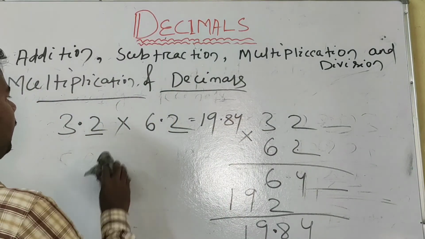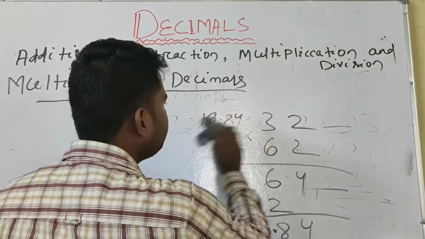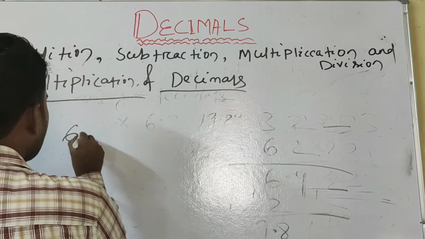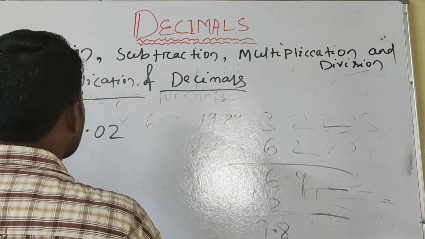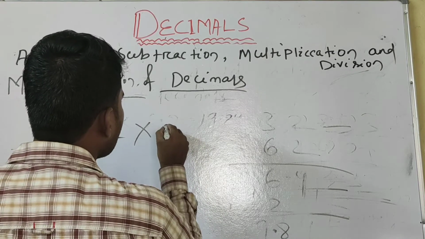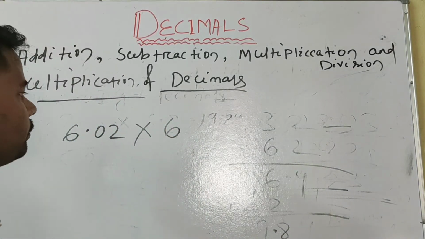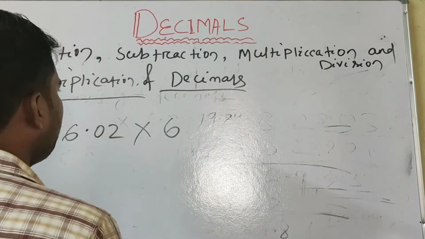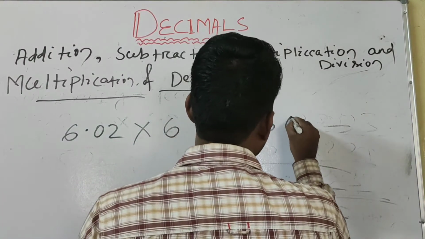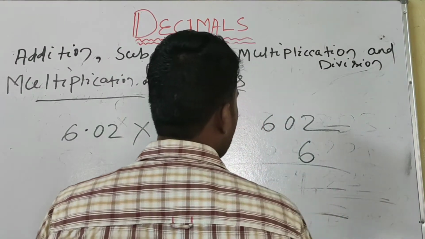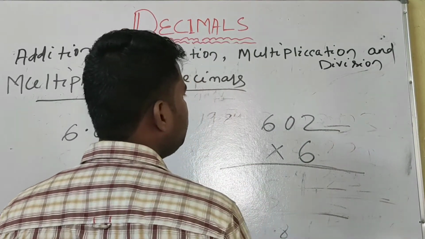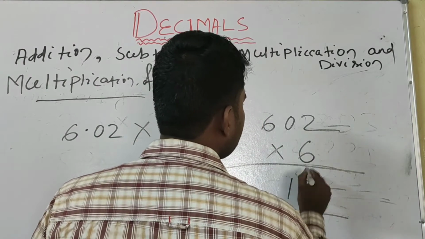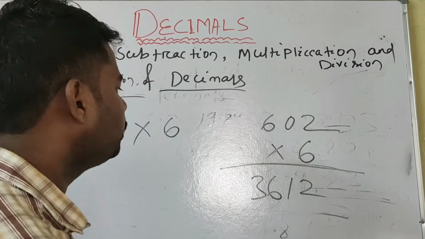Okay, now we'll take another example of multiplication. Okay, first we have to ignore the decimal point and write one under another, and multiply both numbers as we do with whole numbers. 6 times 2 is 12, keep the 2, carry 1, 6 times 6 is 36. Now where will we put the decimal point?